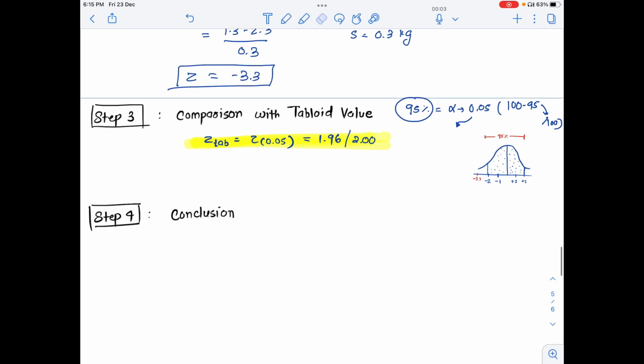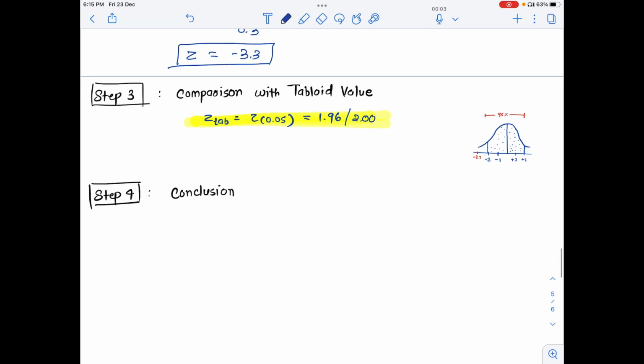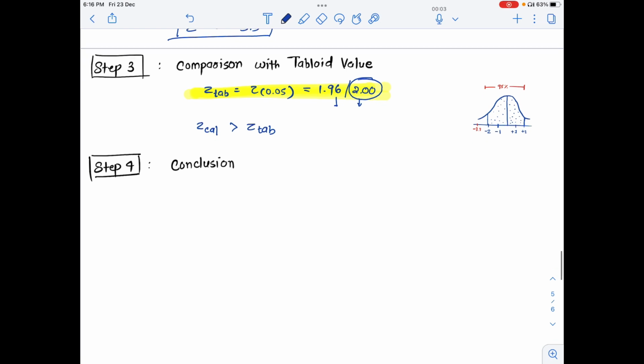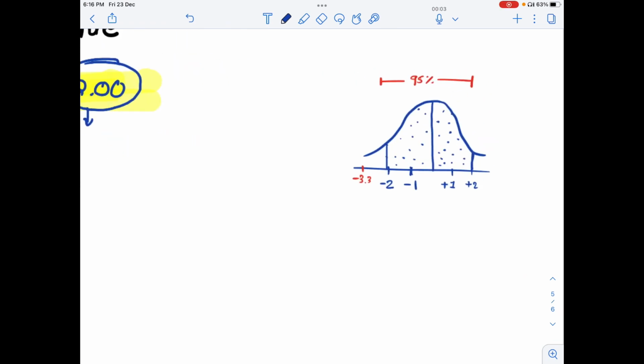Now we have a z value that is calculated, and this value is actually more than the tabulated value. We can take any of this tabulated value, it is of no issue. Mostly in exams you can remember 2 as a tabulated value for an alpha of 0.05, and whenever there is calculated value which is more than tabulated value, it will look something like this.